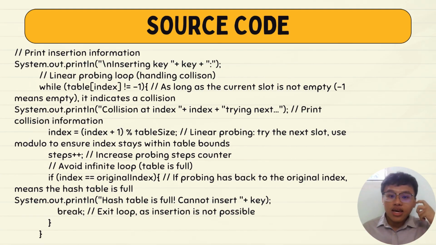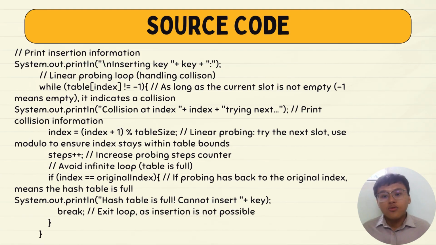Then next index equals (index + 1) % table size, and linear probing tries the next slot. Use the modulus to ensure the index stays within the table bounds. So next, we use step++ to increase the probing step counter.